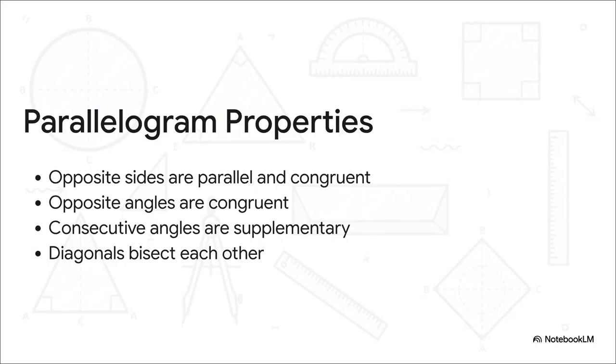Okay, so what is this core DNA? Well, there are 4 rules that every single parallelogram has to follow. No exceptions. Opposite sides are parallel and congruent, meaning they're the same length. Opposite angles are also congruent. Consecutive angles are supplementary, which is just a fancy way of saying any 2 angles next to each other add up to 180 degrees. And finally, the diagonals cut each other perfectly in half. These 4 rules are our foundation.